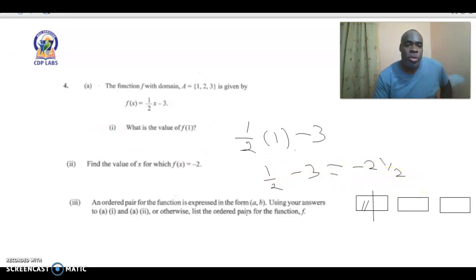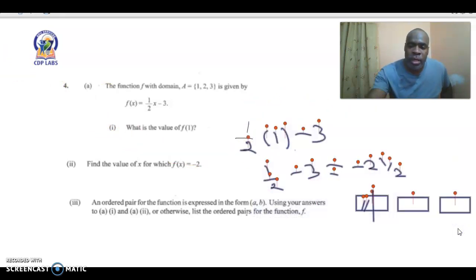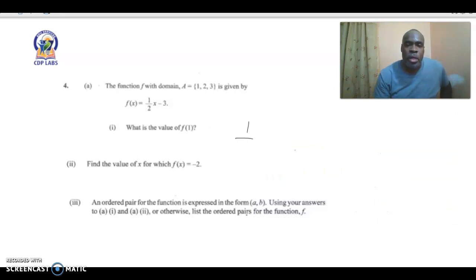Alright, so now we're going to move on to the other part of the question. Part 2 says, find the value of x for which f of x is equal to minus 2. Now how is that done? f of x can be written as y, it's the same thing as the letter y. Therefore, where f of x is, we'll put a negative 2.